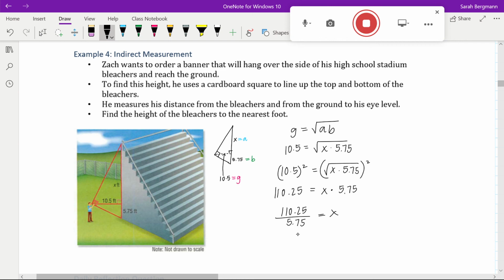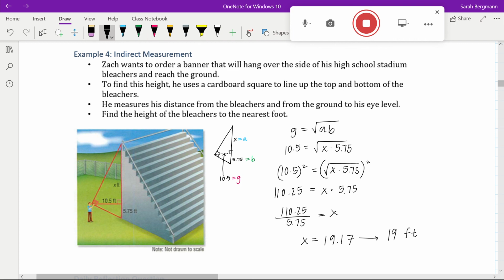The question said to round to the nearest foot, so when I plug this in, I get 19.17, but I'm going to round that off to 19 feet. Now, actually, before I circle that answer, that is the value of x. I need to go back and check what I'm trying to find: the height of the bleachers. I did not find the height of the bleachers. X is not the full height of the bleachers. It's only from the top of the bleachers to this man's eye level.